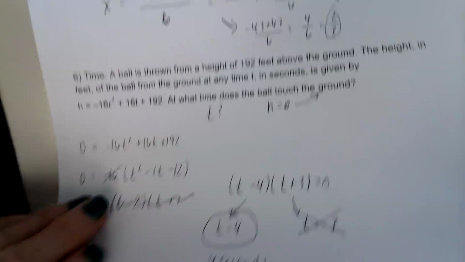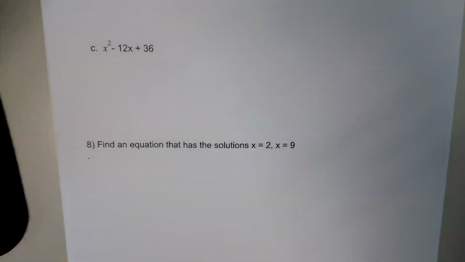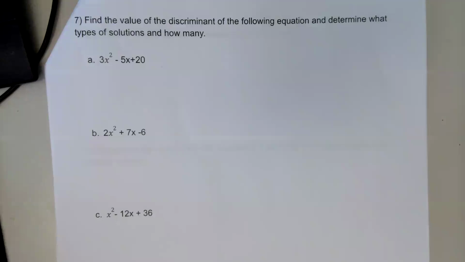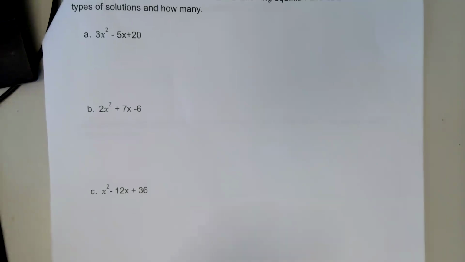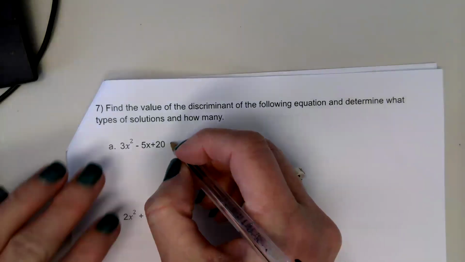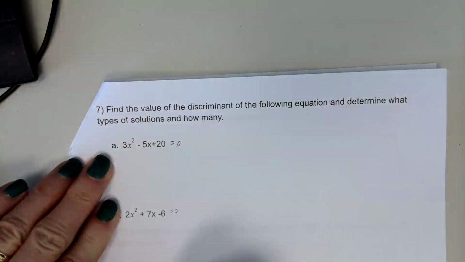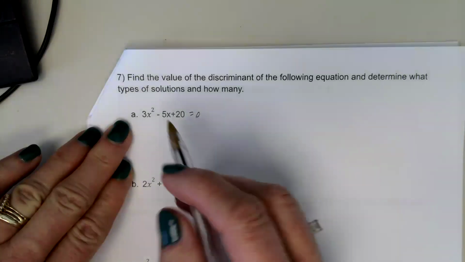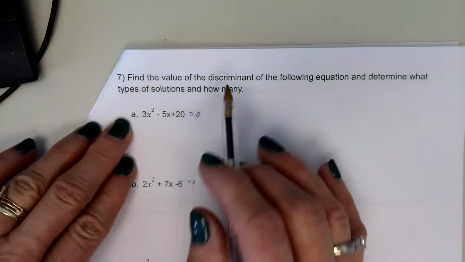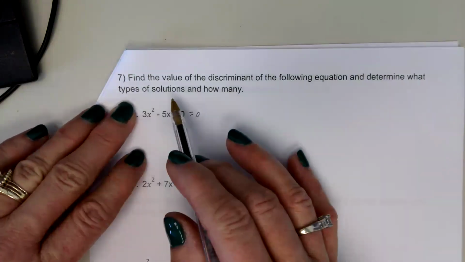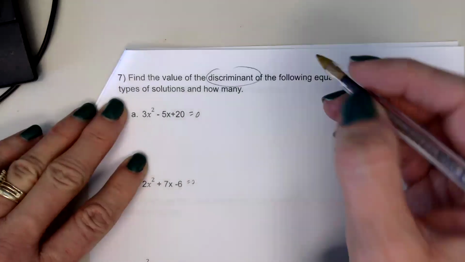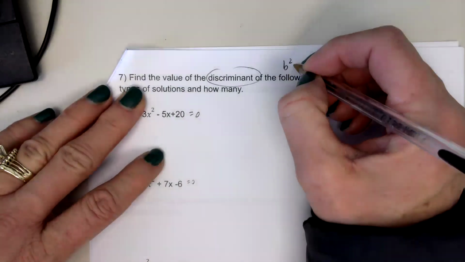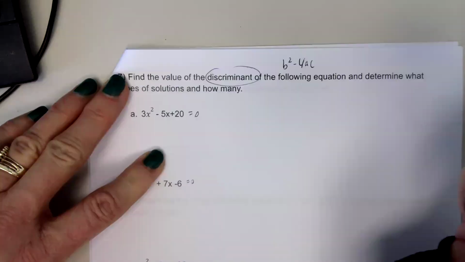Let's move on to number 7. I give you 3 different equations. Actually, they're not set equal to 0, but they could be. I want you to determine, using the discriminant, what the types of solutions are and how many there could be. That's all I want you to look at, the discriminant. And remember, the discriminant is b squared minus 4ac.